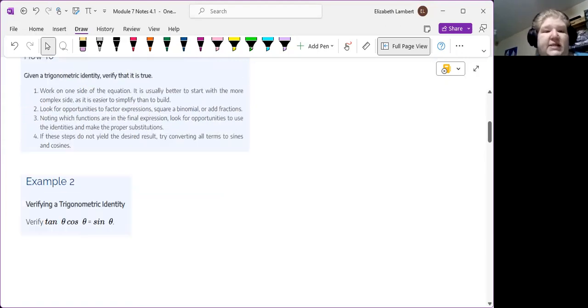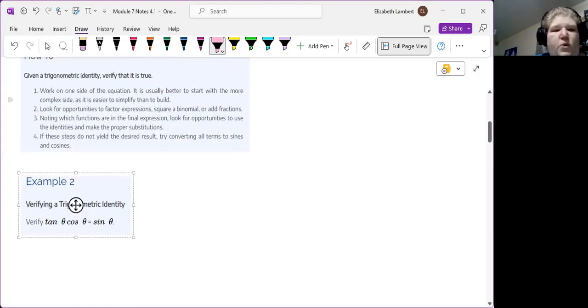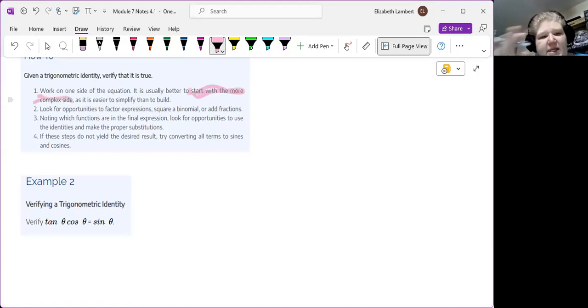So one of the things is work on one side of the equation and start with the side that's more complex. It is easier to reduce and simplify than it is to figure out what you need to multiply by. Look for opportunities to factor expressions, square a binomial, add fractions. Note which functions are in the final expression and try to head there. And then worst case scenario, if you don't know what to do, write everything in terms of sine and cosine and then go from there.